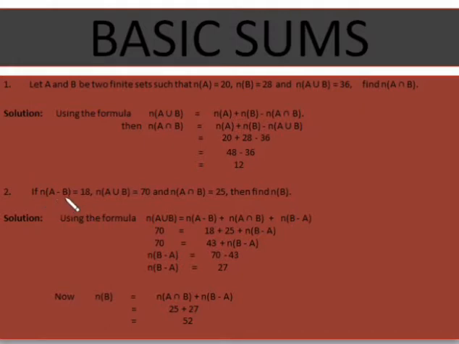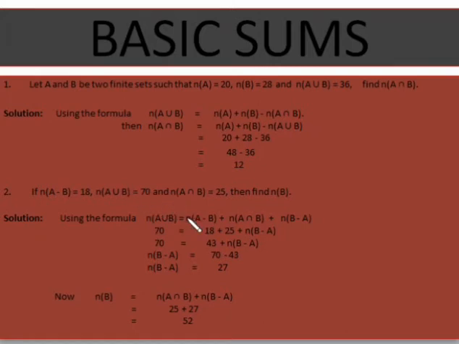If the number of elements in A minus B is equal to 18, the number of elements in A union B is equal to 70 and the number of elements in the intersection is 25, how do we find the number of elements in B? Here students, something is hidden. We are not going to find the number of elements in B directly. For that we need to find the number of elements in B minus A. That will be clear from here.